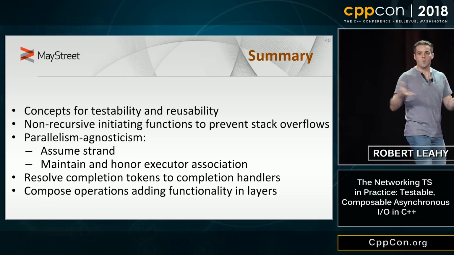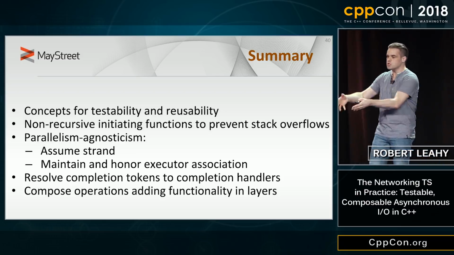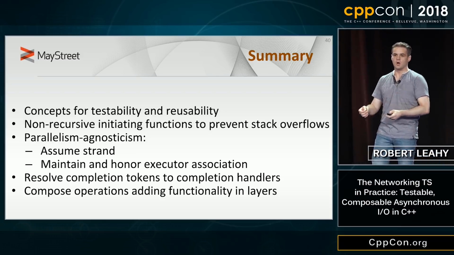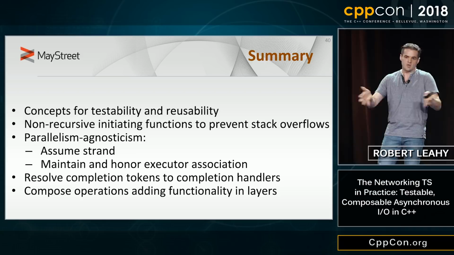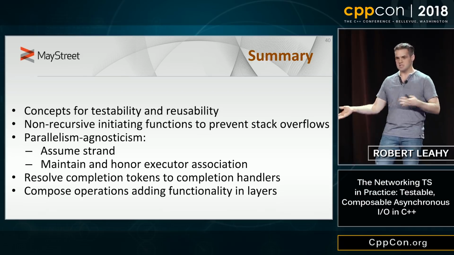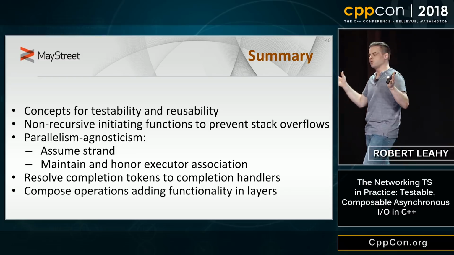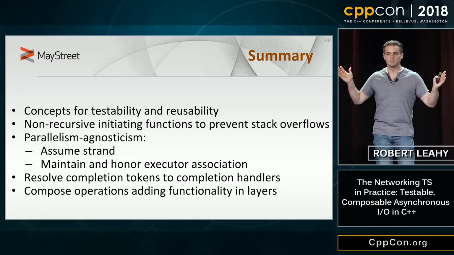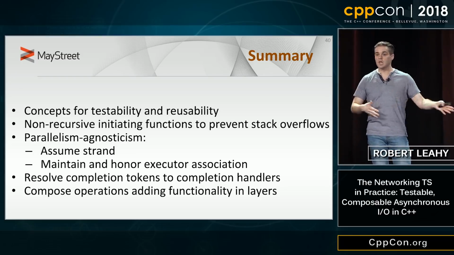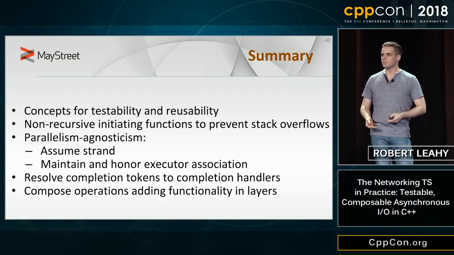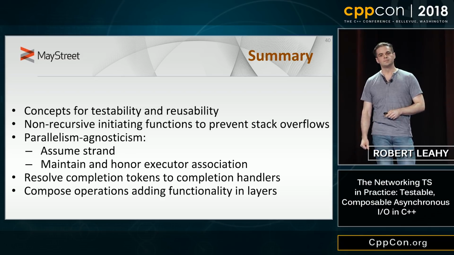So just assume you're always in a strand, whether it's actually a strand from a Strand executor or an implicit strand where everything just happens to work out, whether because it's single-threaded or there's no data races. Maintain and honor the executor association and everything will just work. Or if it doesn't, it's your client's bug and not yours. And those are my favorite kind of bugs.